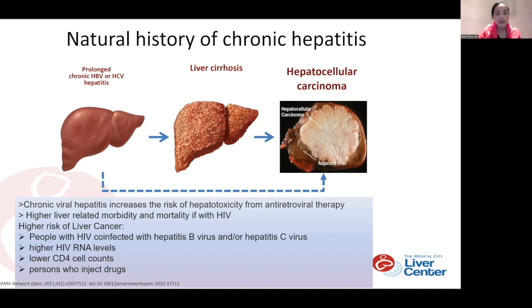But in HIV, there are additional considerations in that if you have chronic viral hepatitis, you should be more wary of drug-induced toxicity from antiretroviral therapy. There's also higher liver-related morbidity and mortality if you have HIV. And there's higher risk of liver cancer, especially in patients who are co-infected with hepatitis B or hepatitis C, especially in patients who have low CD4 counts, higher HIV RNA levels, and PWIDs.